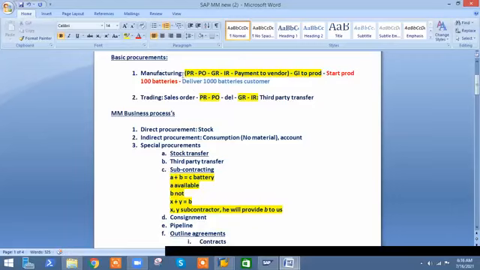If you're talking about a manufacturing procurement, you are going to have a purchase requisition, purchase order, goods receipt, invoice receipt, and then payment to the vendor. So this is what the basic P2P cycle will involve.